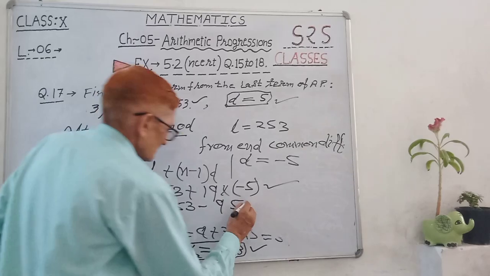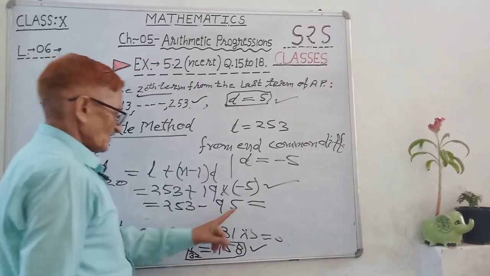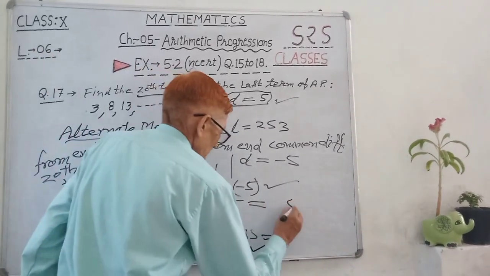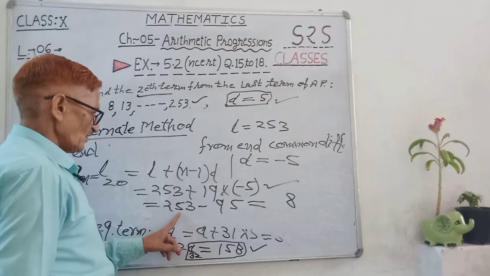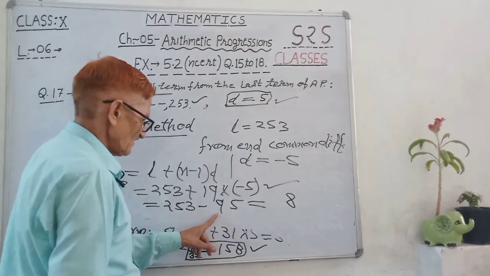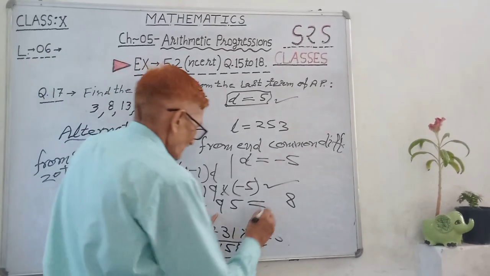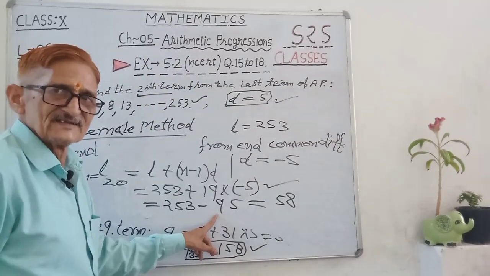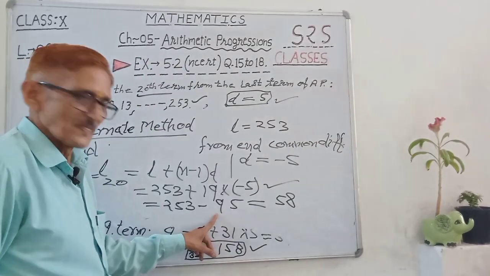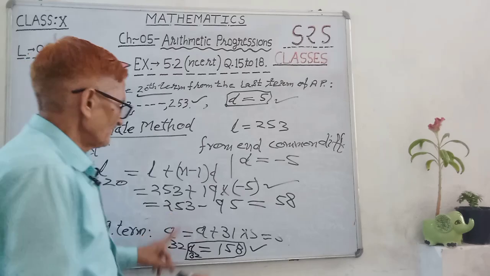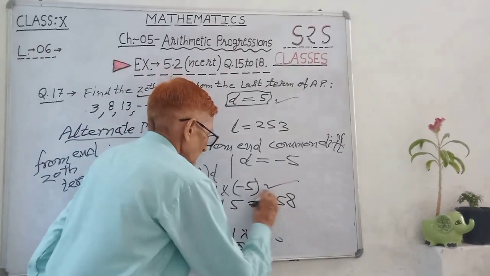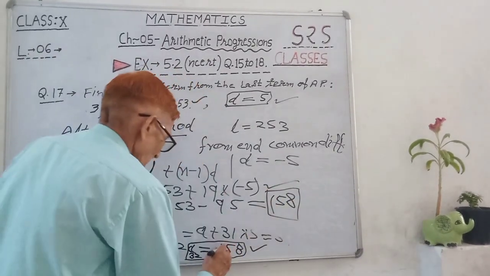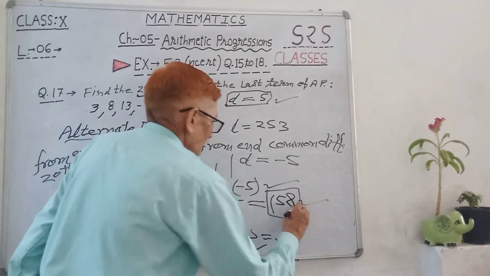Then subtract: 13 minus 5 is 8, 14 minus 9 is 5, and then 1. So check this answer and this answer, both are the same.